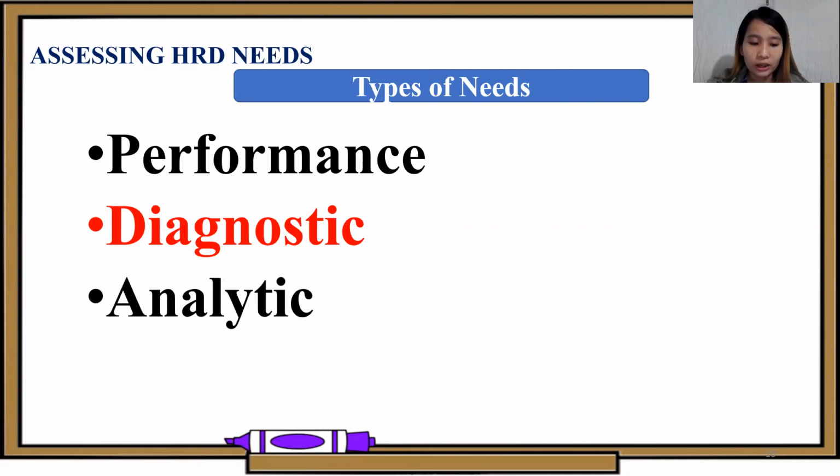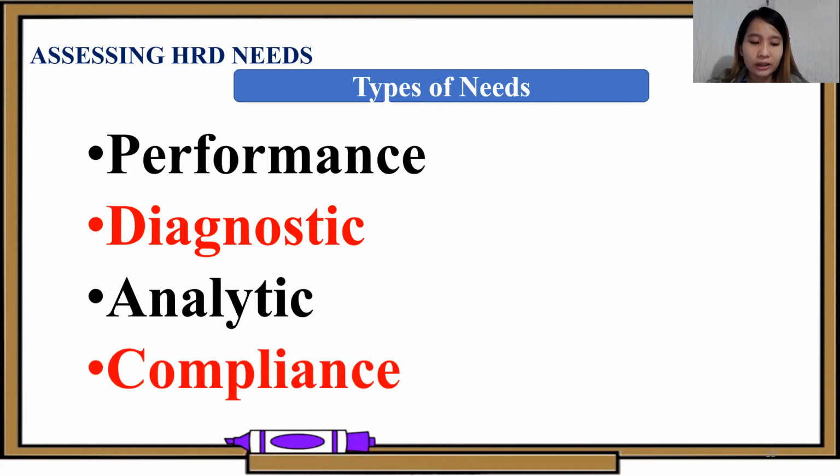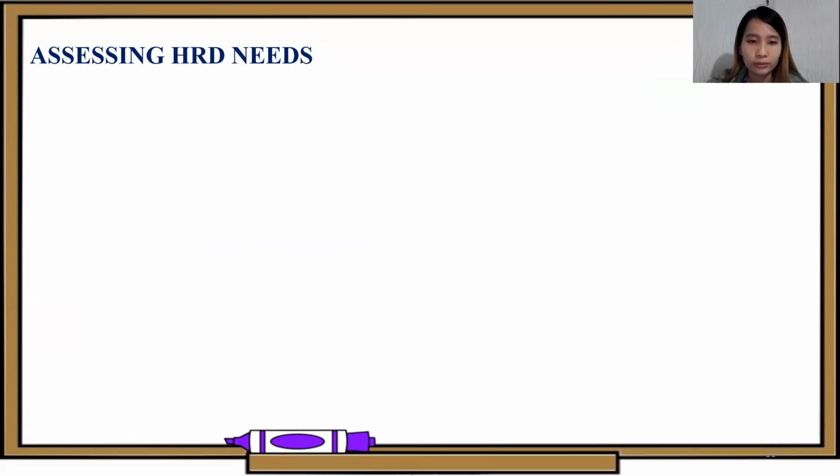Next, we have analytic. Ito, pumapasok ito to identify new or better ways to do things, especially ngayon, no? Napaka-bilis ng ating application ng technology. Kaya, yung mga ways mo at present, it is possible na in the future is mas mapapadali pa. Next, we have compliance. Siyempre, everything that we are doing must be compliant or mandated by law or regulation.